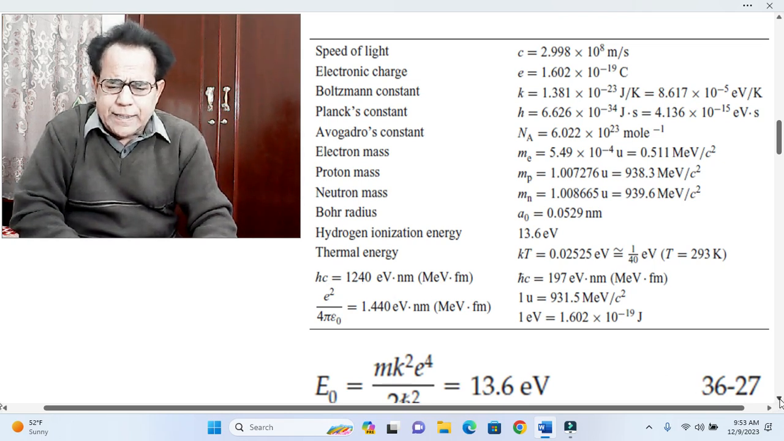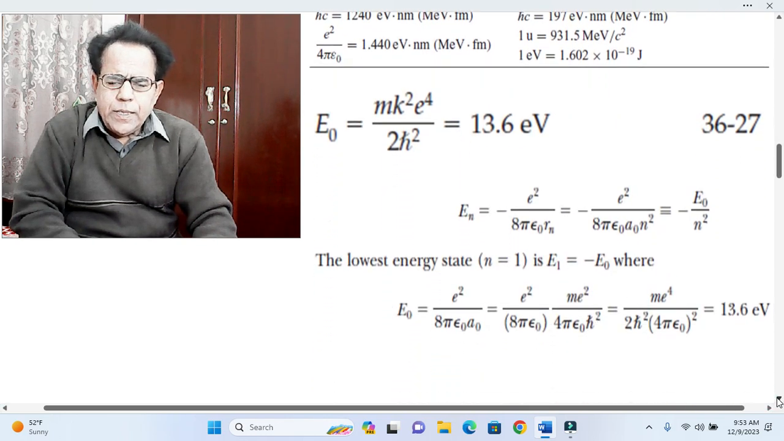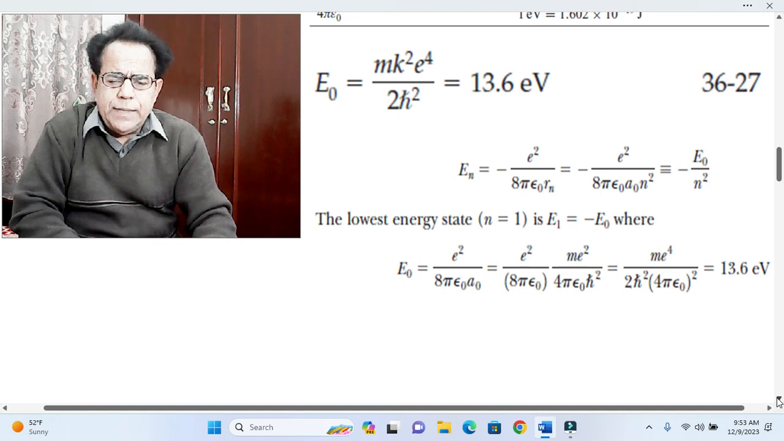We may take some other. Similarly, hydrogen ionization energy 13.6 electron volt is also given, and whatever constant will be needed, we may take from here.